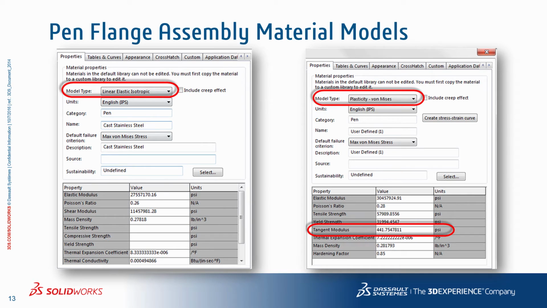So on the left, we have a linear elastic model, and on the right, we have a nonlinear plasticity model. And for the plasticity model, we are assuming that the material is bilinear, meaning the plastic portion of the curve beyond the yield point is modeled using a single value called the tangent modulus or the tangent slope. So the material behaves pretty much linear in the plastic region, but has a softer response.